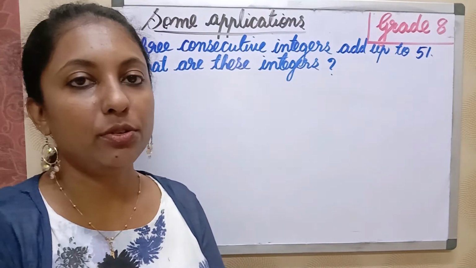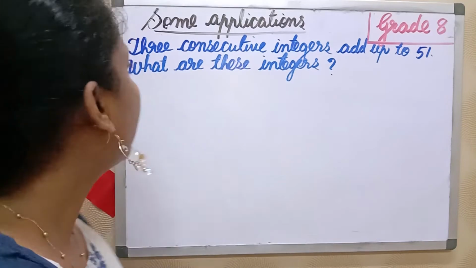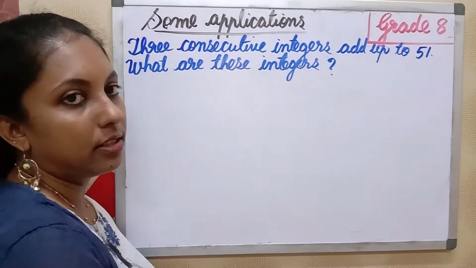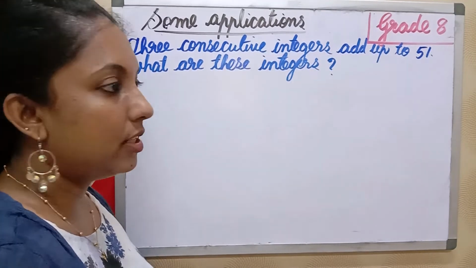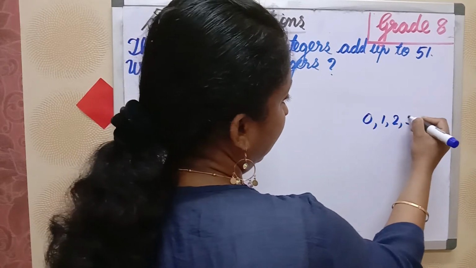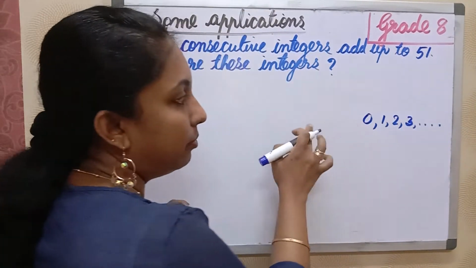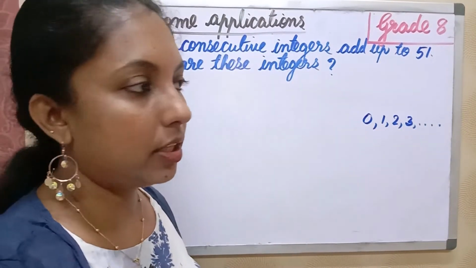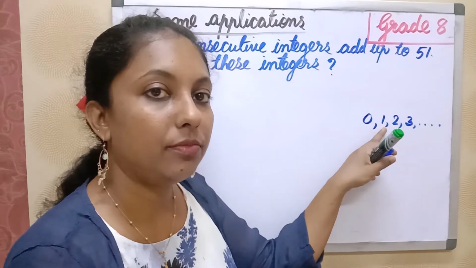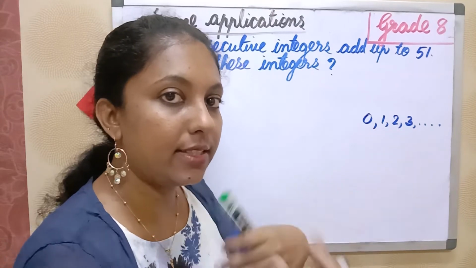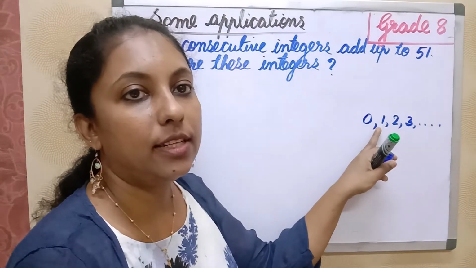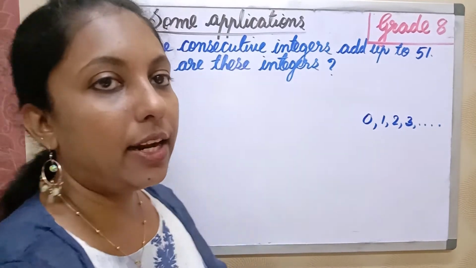Now we can do a few questions in the textbook. Three consecutive integers add up to 51. What are these integers? What are integers? That is 0, 1, 2, 3, etc. Infinite. Positive integers and negative integers are also there. How do we get the next consecutive integer? By adding 1, we will get the next integer. When we add 1 to 0, we get the next integer, and it continues like that.